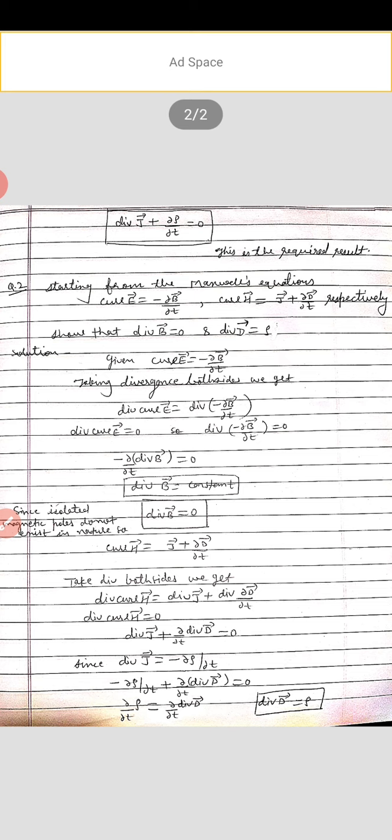and from the equation of continuity we know that divergence J is equals to minus del rho by del T. On putting the value of divergence J, we get minus del rho by del T plus del by del T, divergence D is equals to 0, or del rho by del t is equals to del by del t divergence D, and finally we get divergence D is equals to rho.